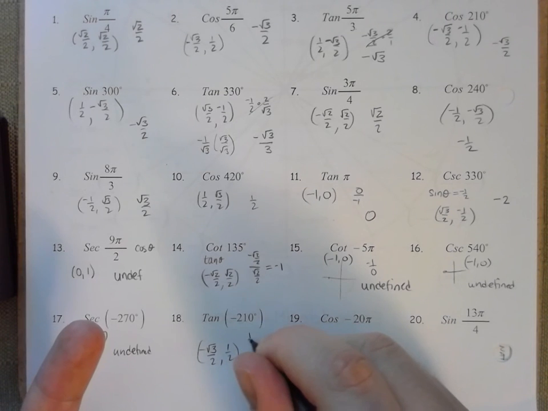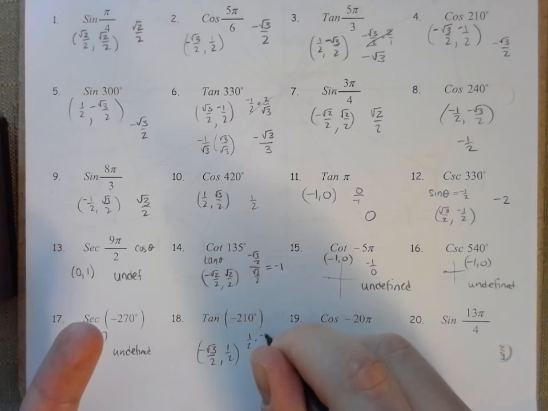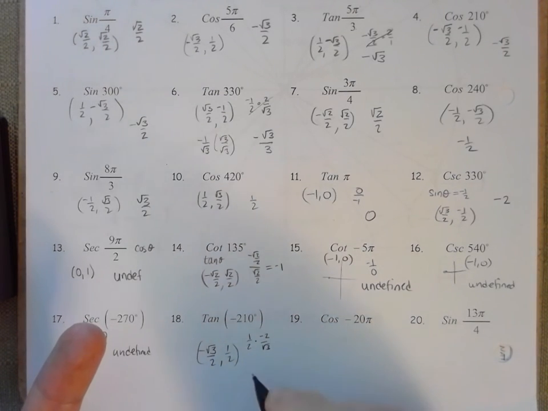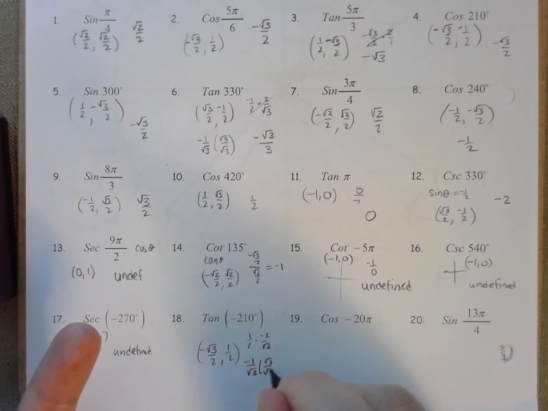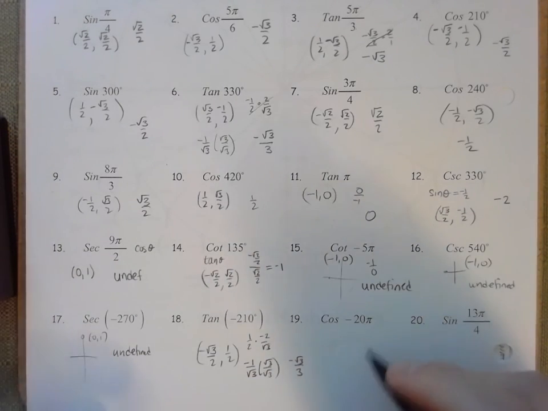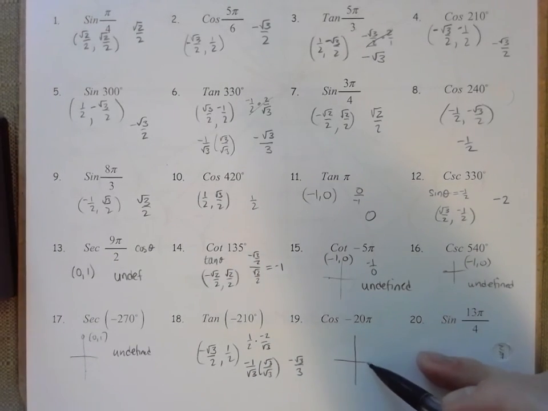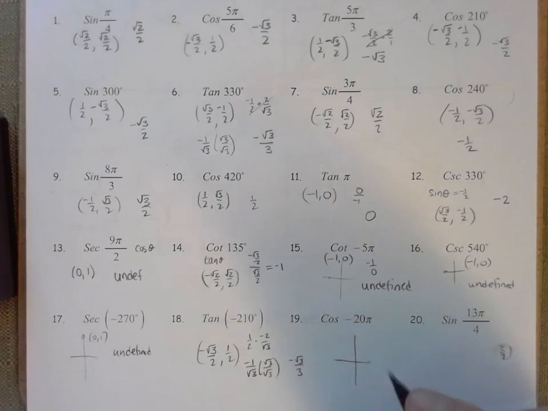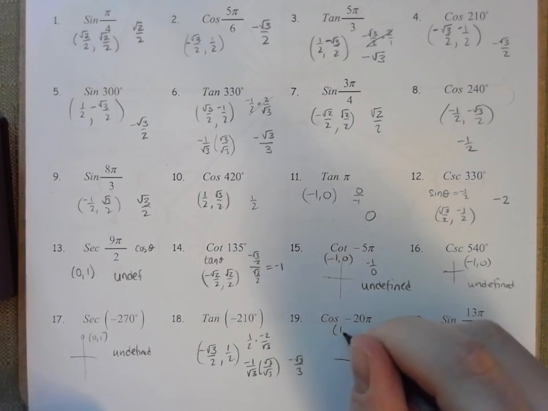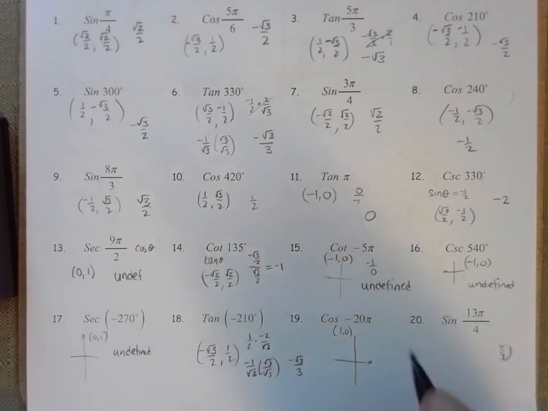So I'll do 1/2 times -2 over √3. Simplify this, I get -1 over √3. Rationalize your denominator. -√3 over 3 is our answer. -20 pi, -1 pi, -2 pi, 4, 6, 8, 10, etc. Our ending point will terminate at the point 1, 0. The cosine of this would be the x-coordinate of 1.